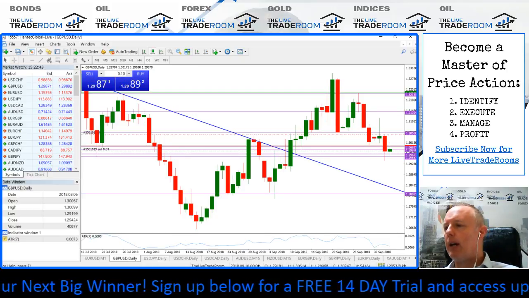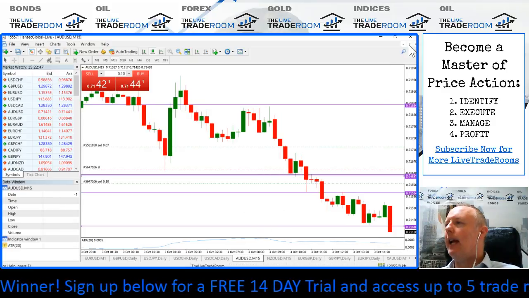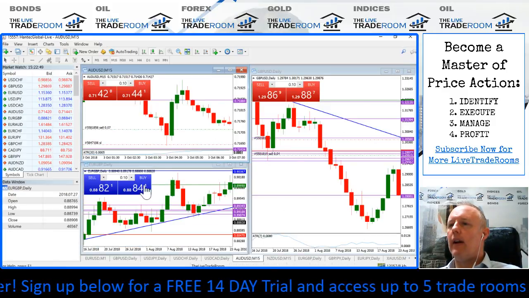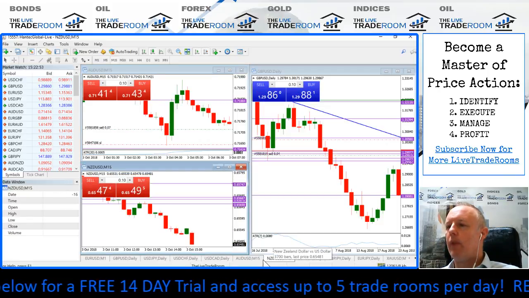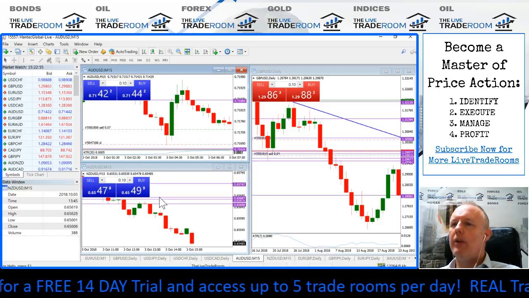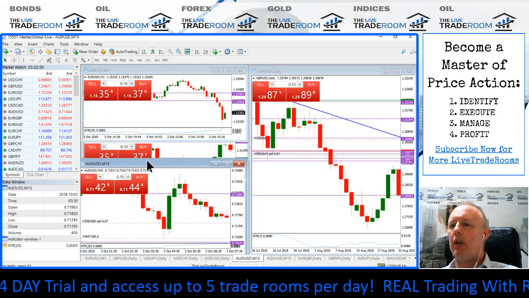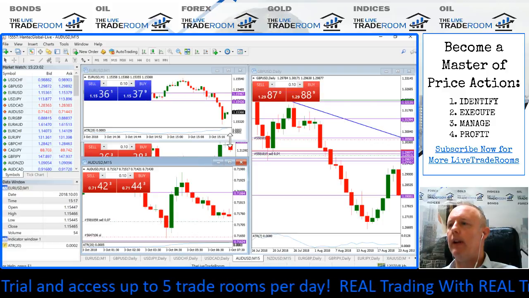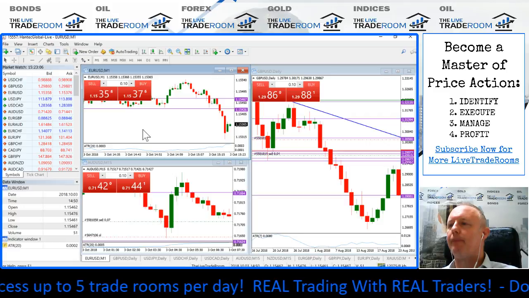So we'll bypass this. So we're currently, let me see. So what we'll do is we'll manage the Aussie dollar bottom left, and we'll look at the pound dollar top left, and hopefully we'll get a couple of moves in these markets.